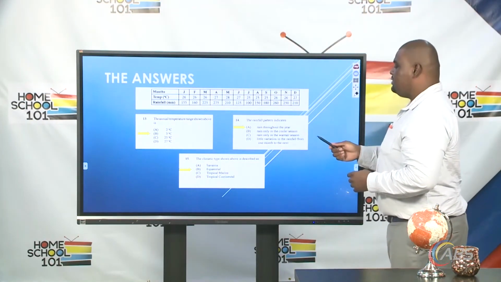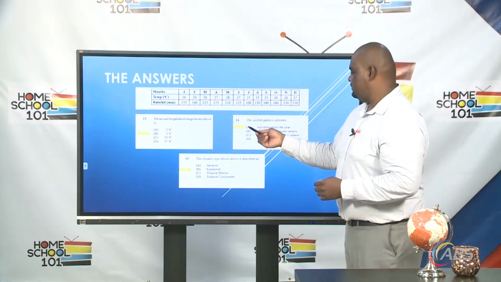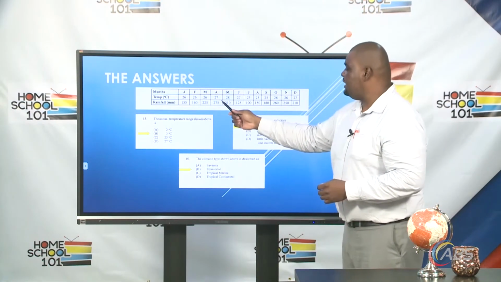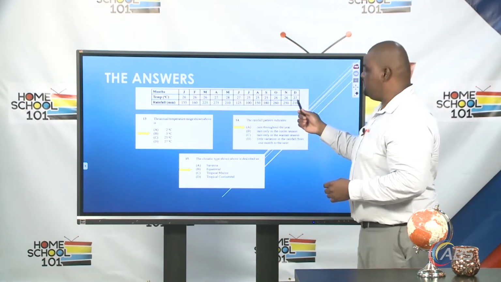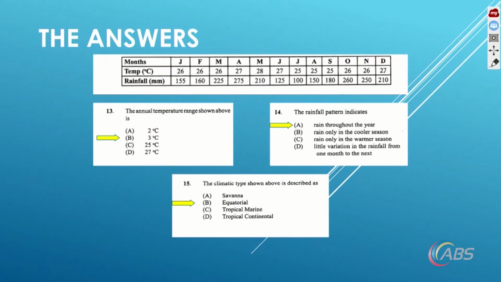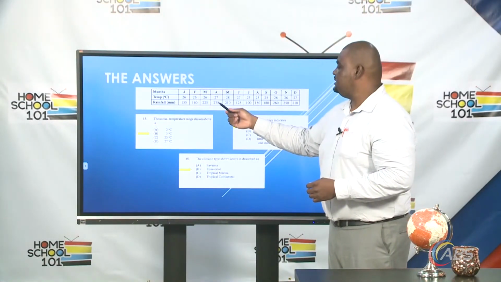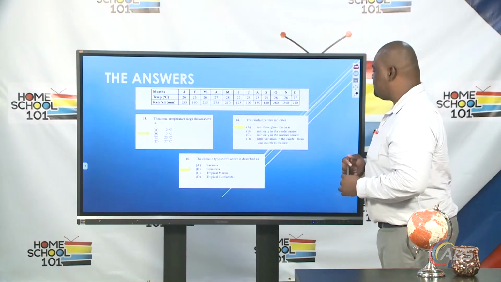Next one. The rainfall pattern indicates rain throughout the year, A. Even though there are variances, you would notice that it's still a fair amount of rainfall. So 155 millimeters of rain, for instance, would be about 5 or 6 inches in June, which is still a fair amount, going up to 275, which would be roughly 11 inches, if my math is working.